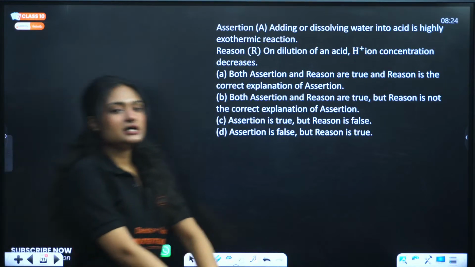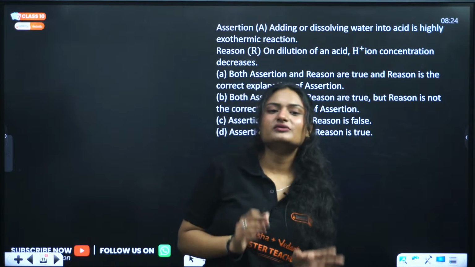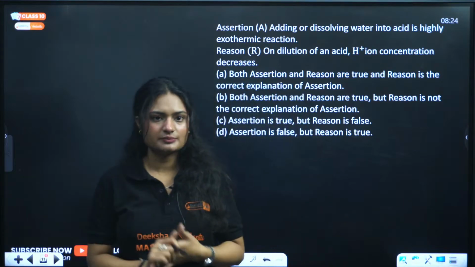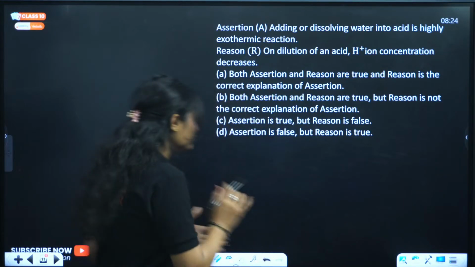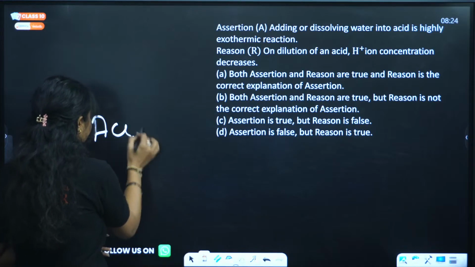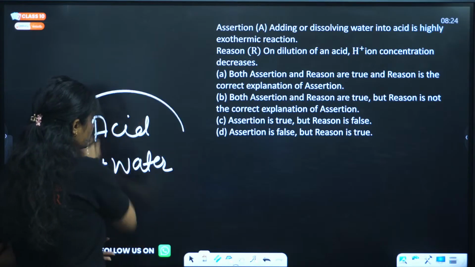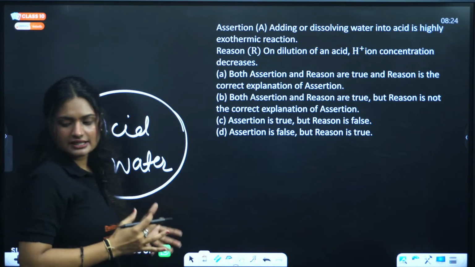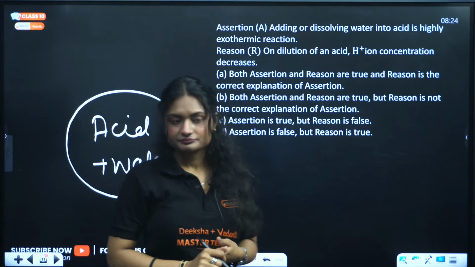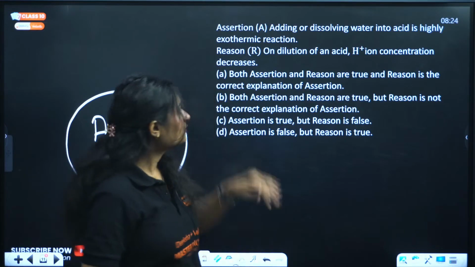Next question. The assertion says adding or dissolving water into acid is a highly exothermic reaction. Whenever you have tried adding acid in water, is it a highly exothermic reaction? Yes, it is a highly exothermic reaction.